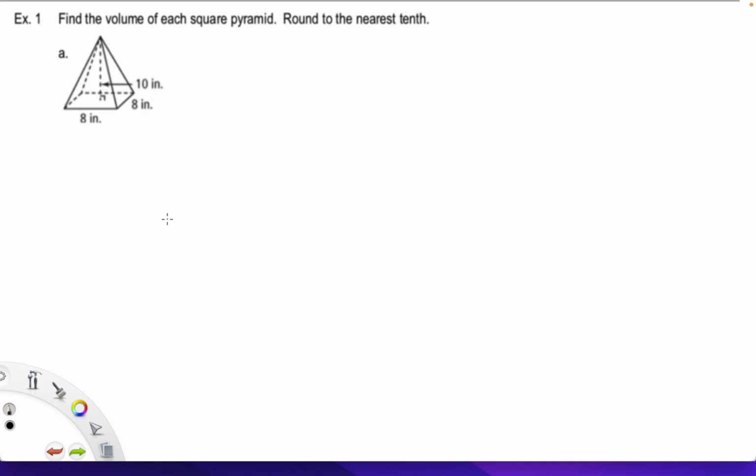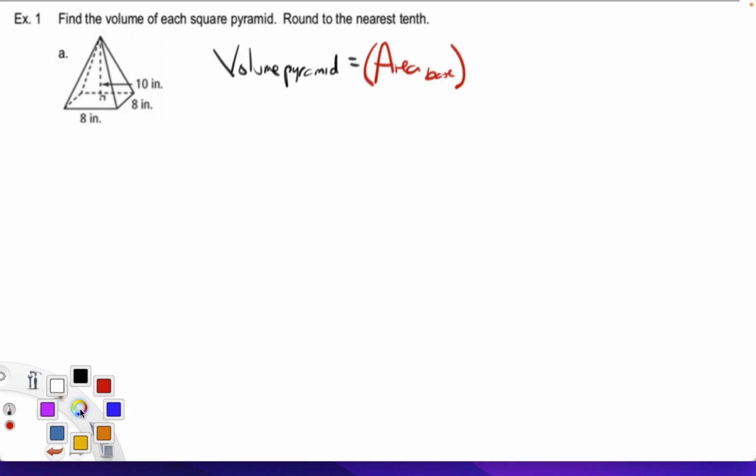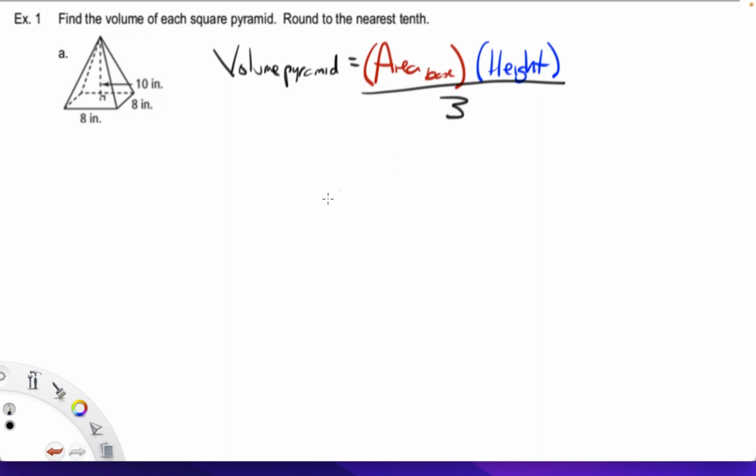Problem 1A is asking us to find the volume of this square pyramid, and we know that the volume of a pyramid is equal to the area of the base times the height, and then since it is pointy, it comes to this vertex right there. It's pointy, so I divide by 3.